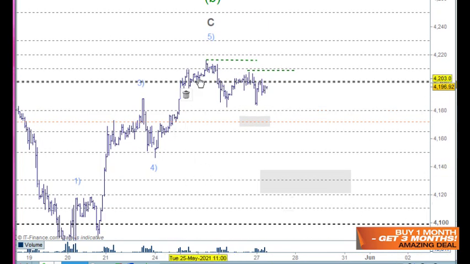So we'd always, because we've got 5 waves here, we can look at this top here being the entry point, because beyond that would be taking the count further. We can also bring that down to the second high now.